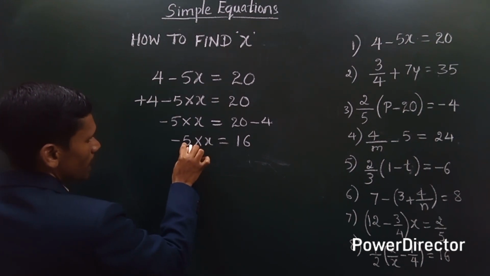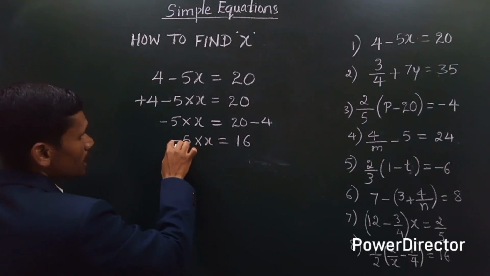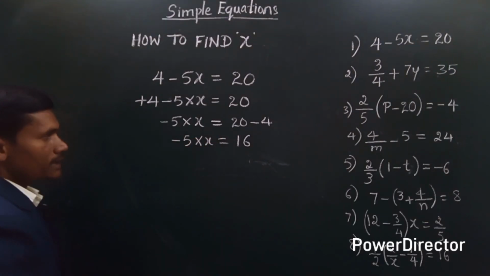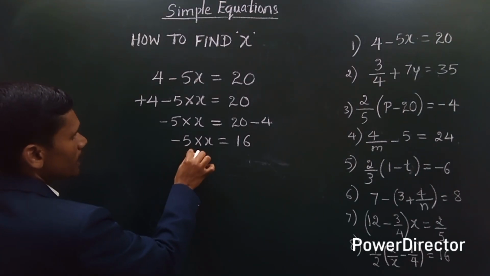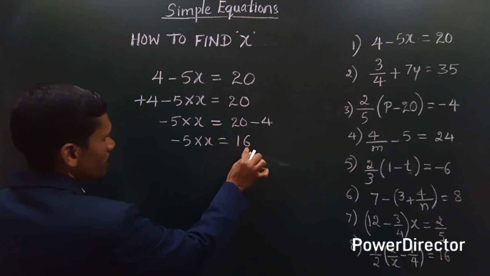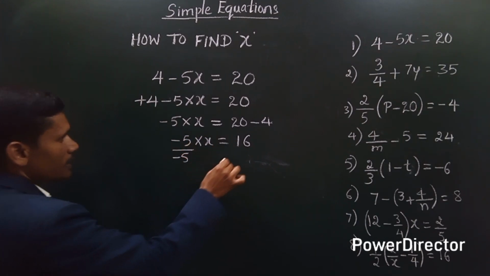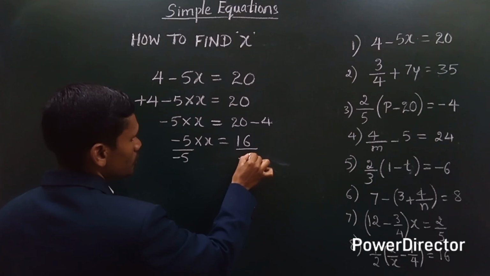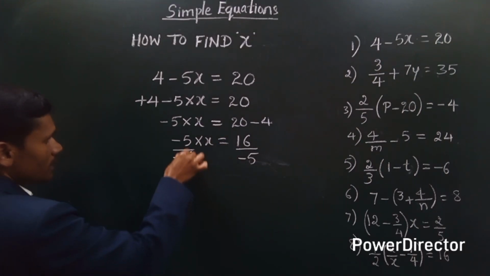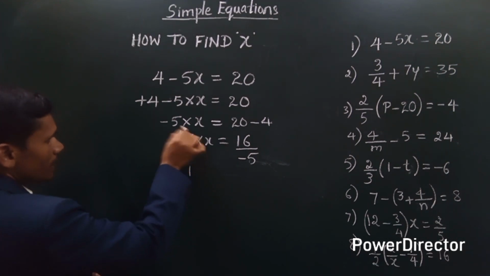Here we don't want minus 5, we only want x. So what can you do? If you cancel this minus 5, with which number can you cancel it? Exactly, with minus 5. If you cancel, you will get 1. Here you divide both sides by minus 5, because whatever operation you do on one side, the same operation has to be done on the other side also. Here also we divide by minus 5. Minus 5 ones are 5, minus minus gets cancelled.